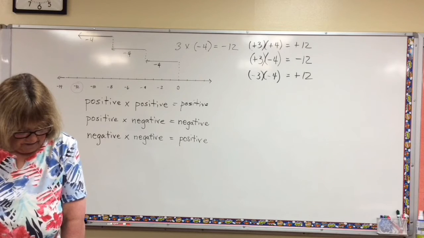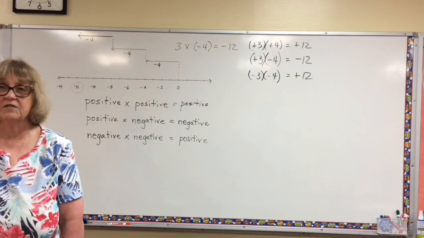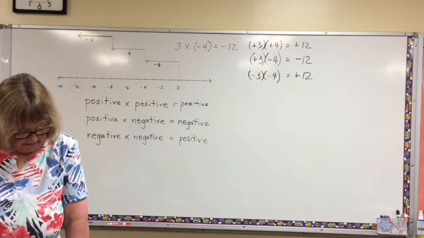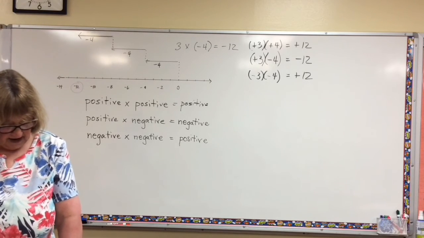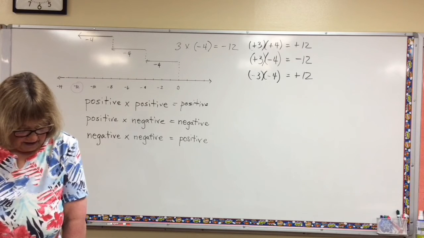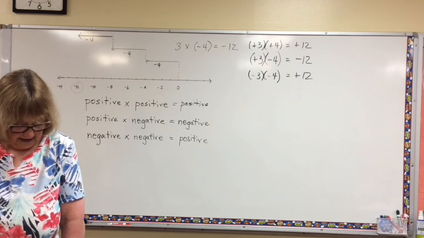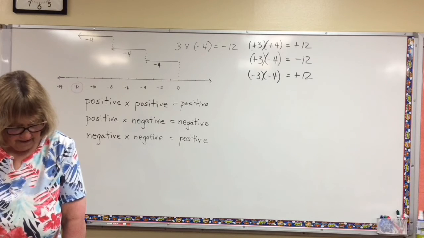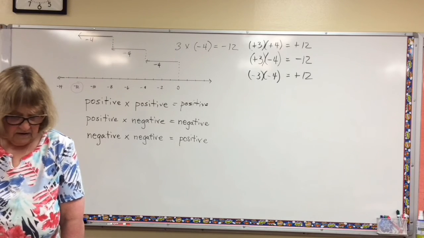F, negative 8 divided by positive 4. There's one negative factor. That means the answer will be negative 2. G, negative times a negative is a positive, so we have a positive 32. H, negative 8 divided by negative 4, right? We've got a negative divided by a negative. They're both the same. Therefore, our answer will be positive 2. Okay? Let's look at the practice set.